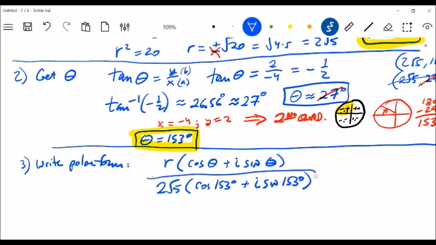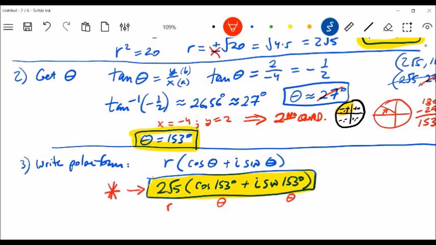Now, we could get the actual cosine and the sine and multiply it all out and get the numbers for those. However, we're supposed to keep it in the polar form, which means using the r and the theta. So we have to keep r here, theta here, and theta here. So that is what we were trying to get to, the polar form.